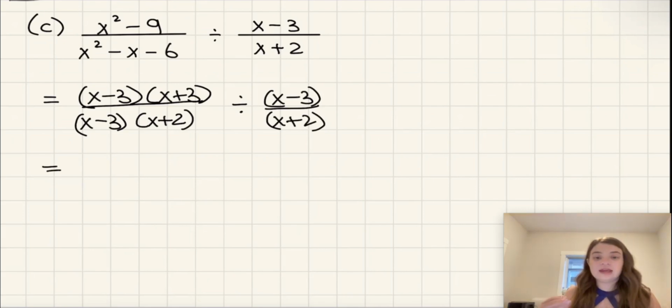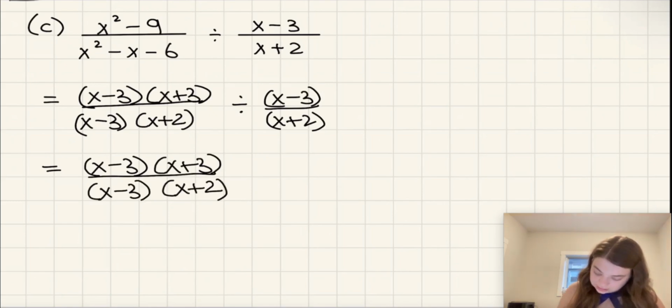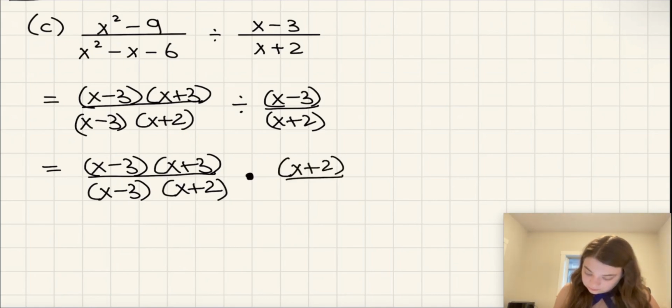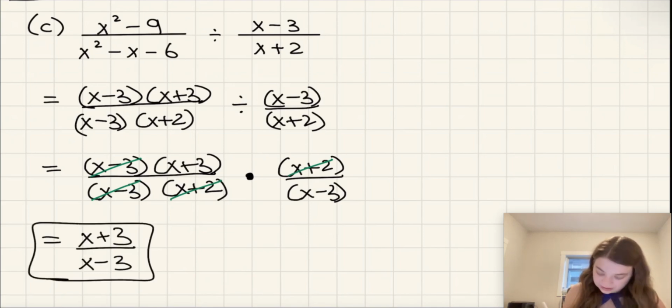Then I'm going to keep, switch, flip, so I'm going to keep this first fraction the exact same, so I will just copy it. Then I'm going to switch the division sign to a multiplication sign, and then I'm going to flip this fraction, x plus 2 over x minus 3. And now I'm going to cancel some stuff out. I'm going to cancel these x minus 3's with each other. I'm also going to cancel these x plus 2's. And so all I have left is x plus 3 over x minus 3. And there's our final answer.